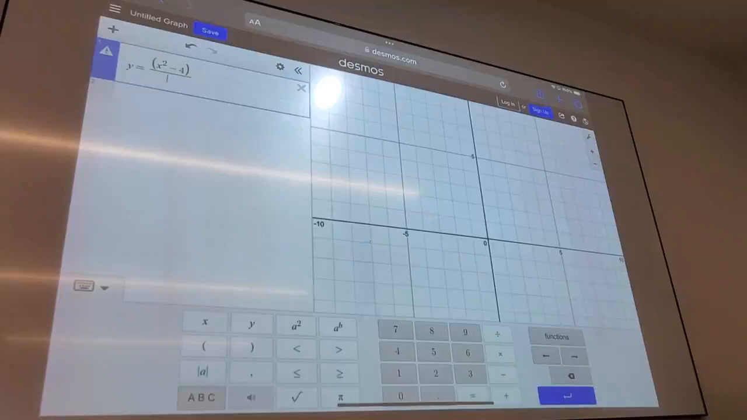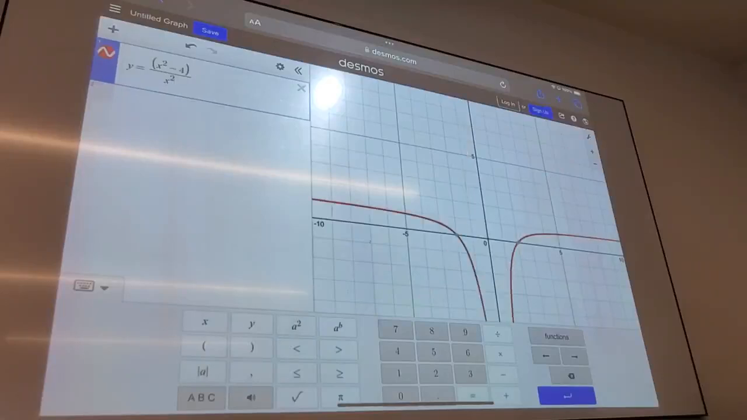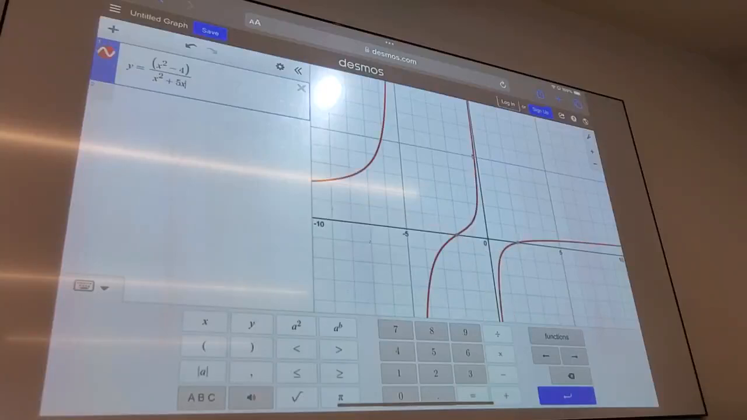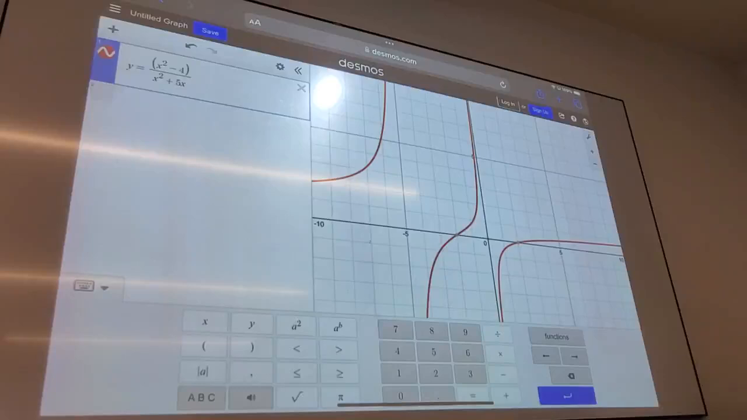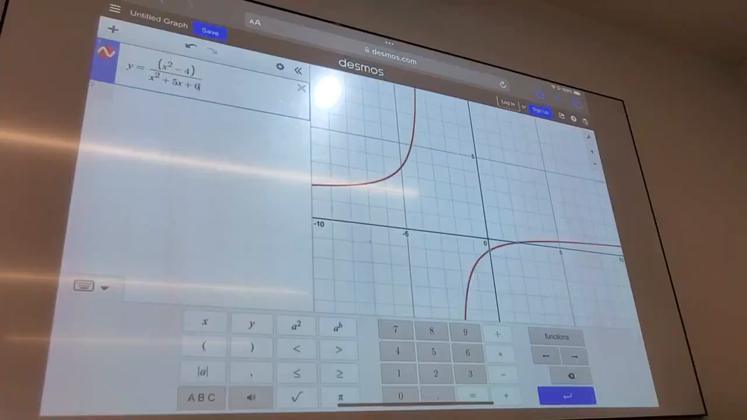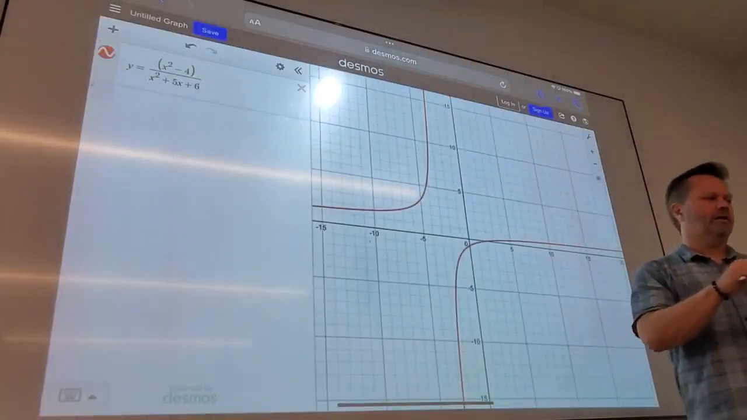X squared minus 9? Is that right? X squared plus 5x plus... Oh, that's right. I'm thinking about the last one. X squared plus 5x plus 6, right? 5x plus 6. Okay.